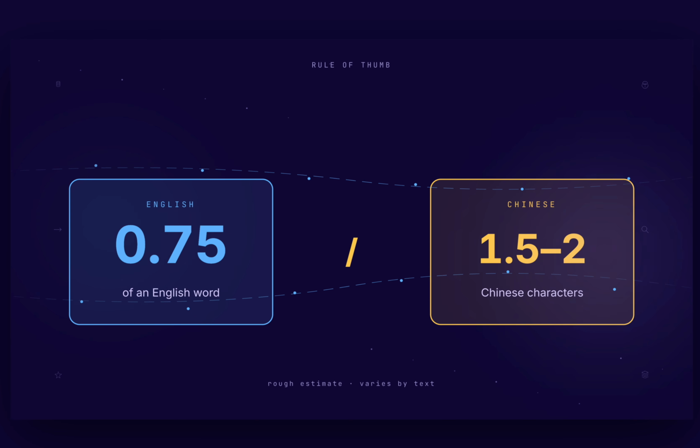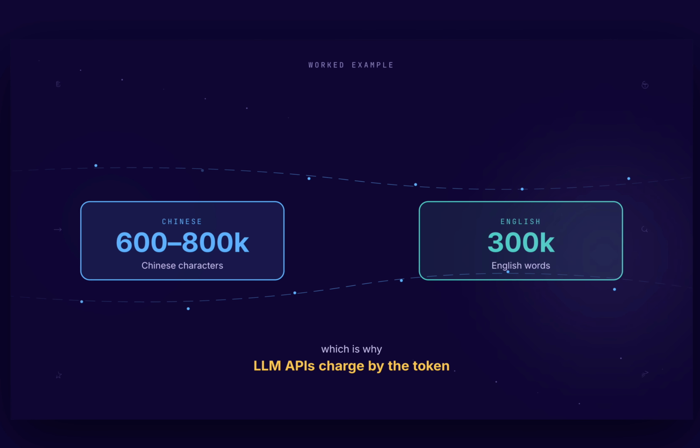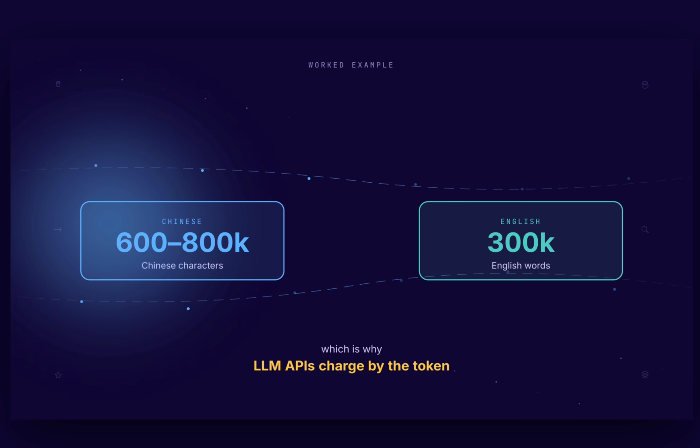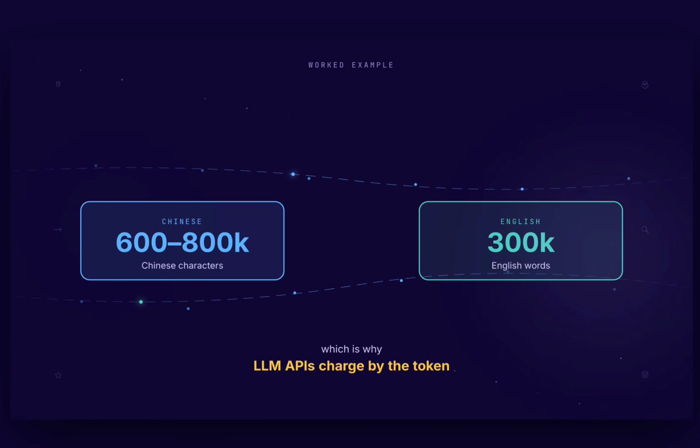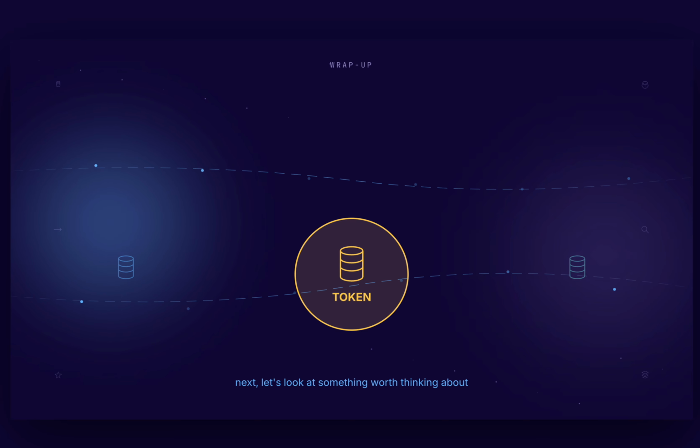On average, 1 token is roughly 0.75 English words, or about 1.5 to 2 Chinese characters. For example, 400,000 tokens is roughly 600 to 800,000 Chinese characters, or about 300,000 English words. All right, we've talked about tokens, the basic unit the model uses to handle text. Let's look at something you've probably taken for granted but is actually worth thinking about.